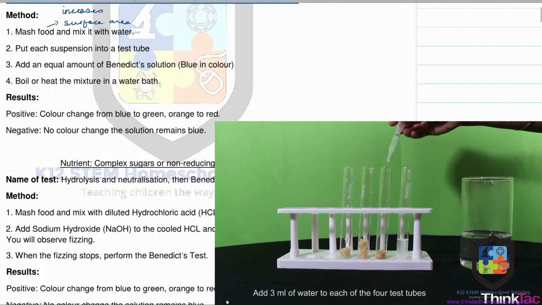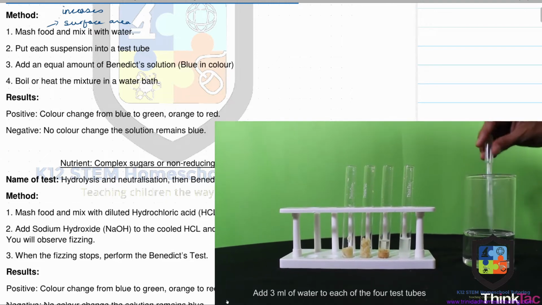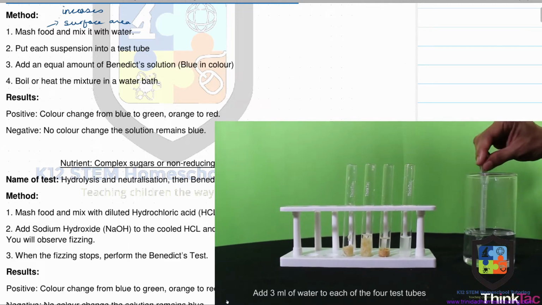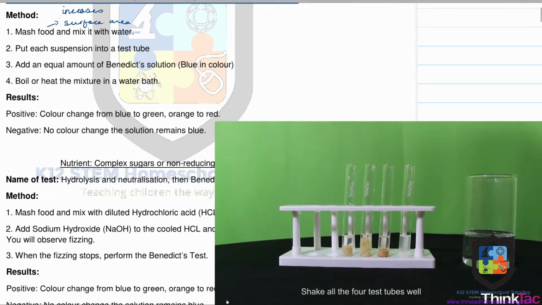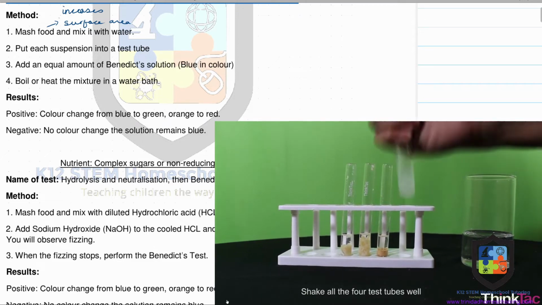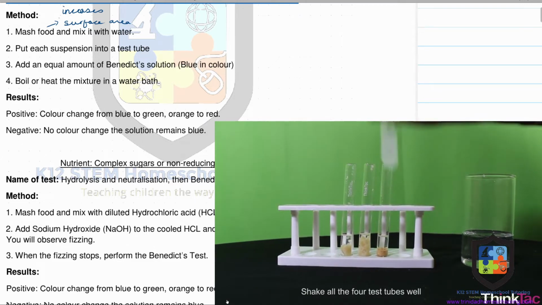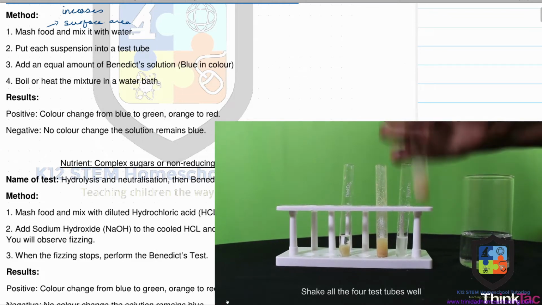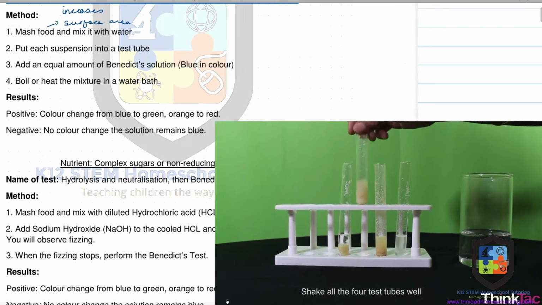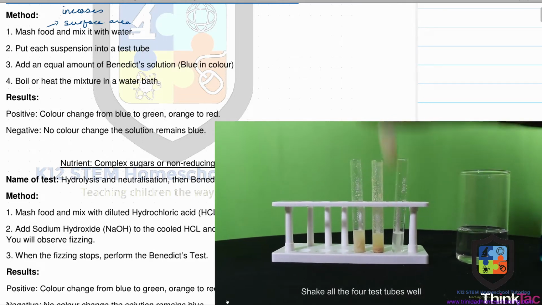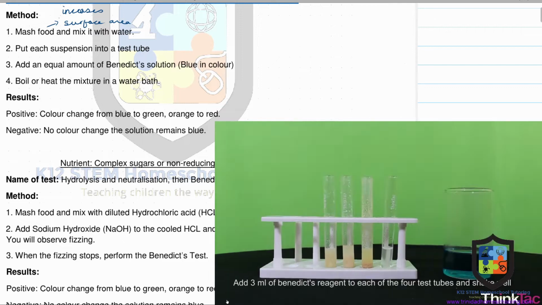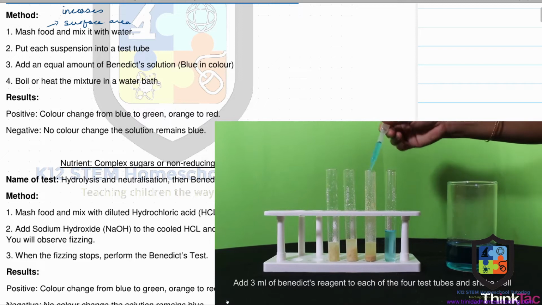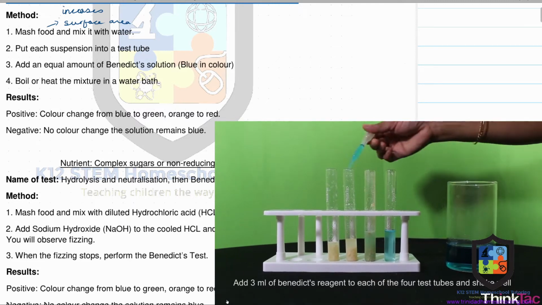Now the water will help extract whatever nutrients we have in there. He's adding the same amount of water and we're shaking. Shake well, so that we extract any nutrient we have in there. Now make sure your hands are clean because we don't want any liquid from one test tube to go into the next test tube. Now look at some color changing.